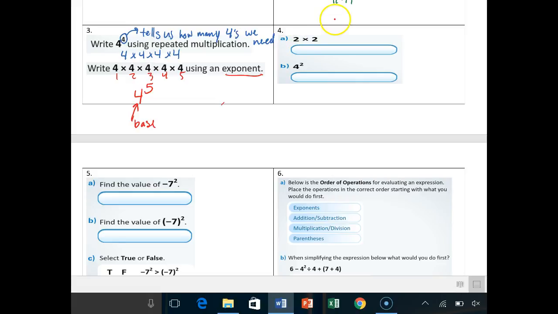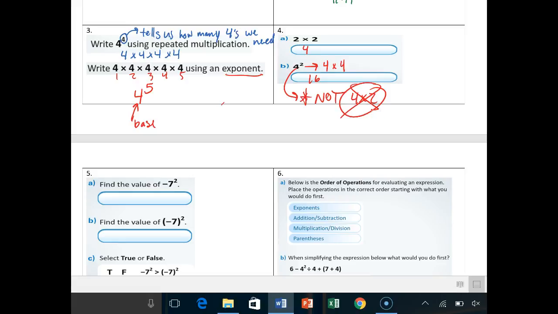2 times 2 is easy, it's 4, and 4 to the 2 is not 4 times 2, it's 4 times 4, which is 16. So make a note, it is not 4 times 2. Circle it, cross it off, it's totally wrong.